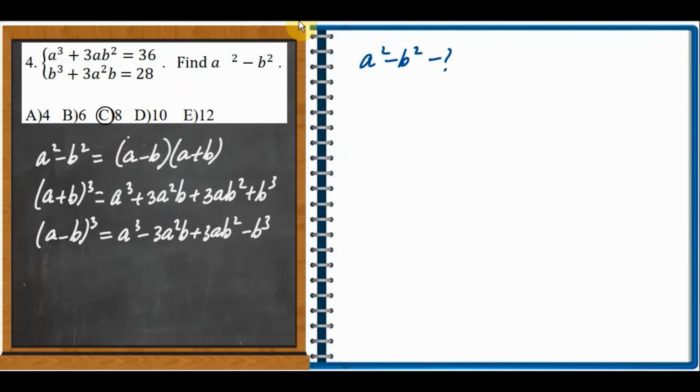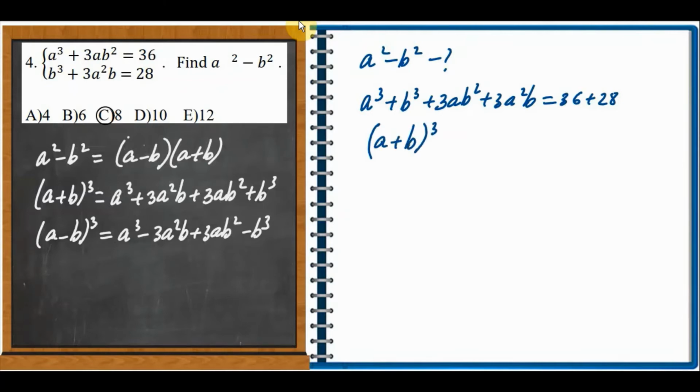Now, taking all these polynomial identities into consideration, we will write their sum. Let's sum up the equations. A cubed plus b cubed plus 3ab squared plus 3a squared b is equal to 36 plus 28. Now, what we see here is the same expression as in the second polynomial identity. Instead of the expression here, we will write a plus b cubed equals 36 plus 28, which is equal to 64. From this, we can find that a plus b is 4 because 4 cubed is 64.